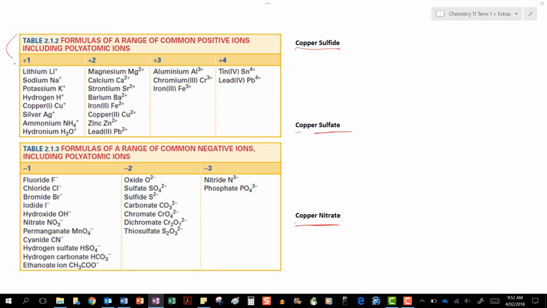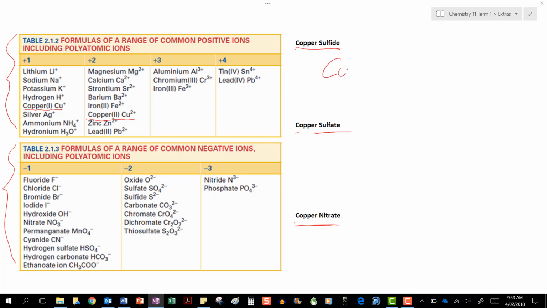So the top part of the table here is a table of common cations, positive ions, and the bottom part of the table here is a table of common anions or negative ions. So the first thing you need to do is find the copper as a positive ion. Now you'll note here that copper has two different charges, the copper plus and the copper 2+. Now technically this name should have told you the charge. However, if it doesn't, it's okay to assume that it's the most common form of copper, which is copper 2+.